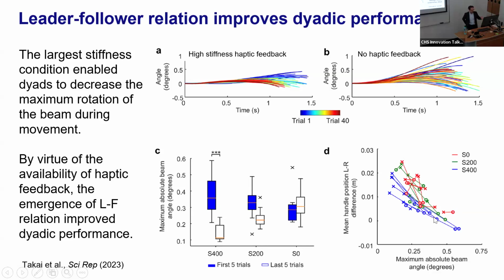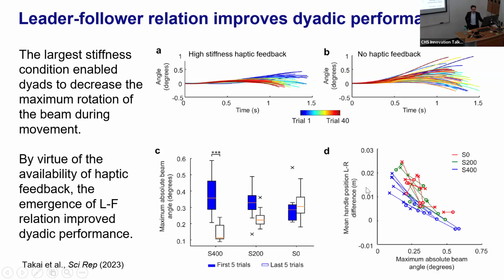But here it is really what is interesting. When you relate the maximum degree of the beam tilt on the x-axis, you see as you go from the right to the left, the different lines indicate the different kinds of stiffness. If you just look at the blue, you see that you're going from early trials, which are the circles, to the crosses here. You go like this. And for the S400 condition, you basically get smaller and smaller, but you also get a greater difference in the position of the handle.